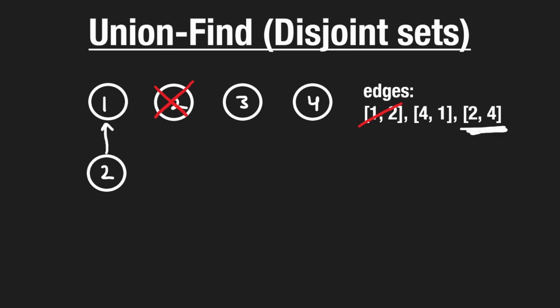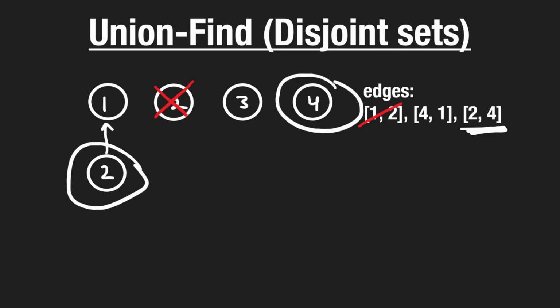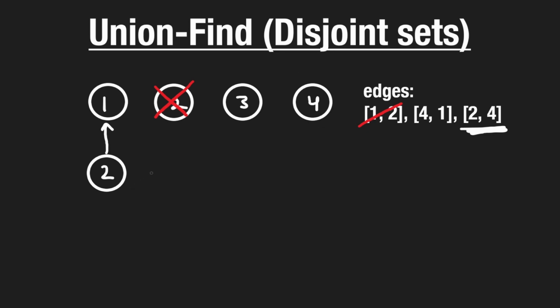So 2, 4, we want to union 2 and 4 together. So what should we do? Well, we could arbitrarily take one and set it to be the child of the other. We could take this 4 and set it to be a child of 2. Or maybe we could even take 2 and set it to be a child of 4. But 2 already has a parent, so we're running into a problem. We can't arbitrarily pick in this case.